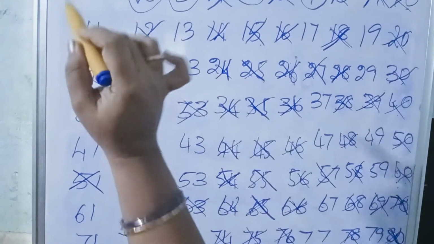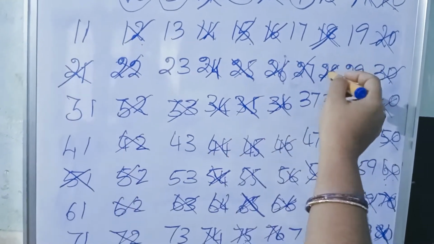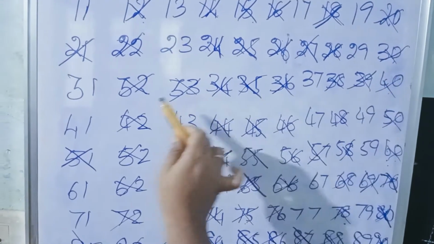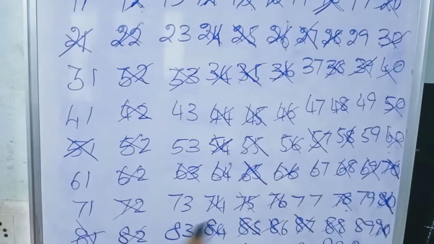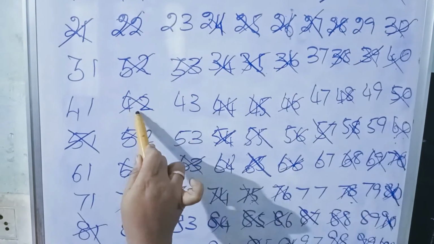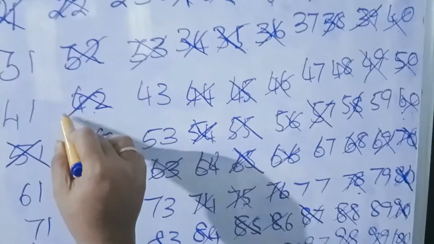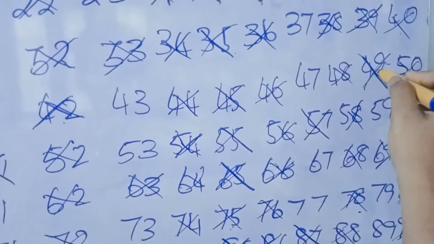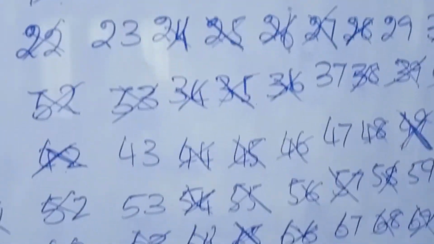Then 21, yes, we have crossed out already. 28, we have crossed out already. Then 35, we have crossed out already, so leave it. Then 42, we have crossed out already. 49 is the next number, a multiple of 7, so you can cross out now.